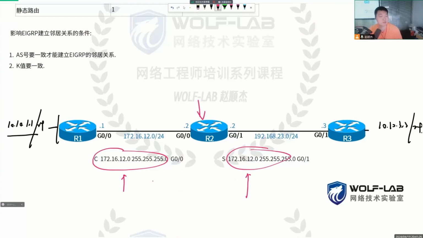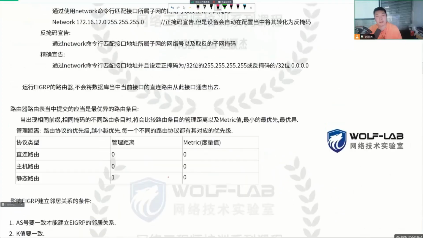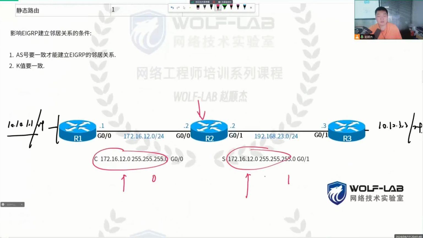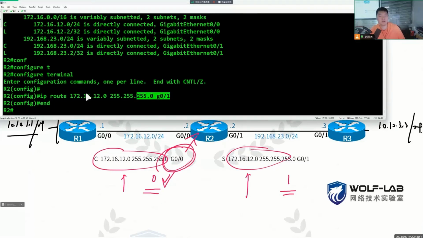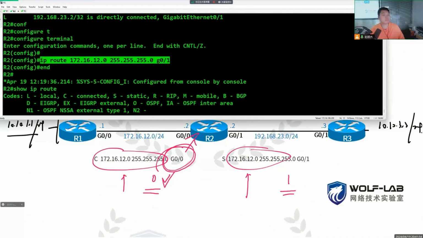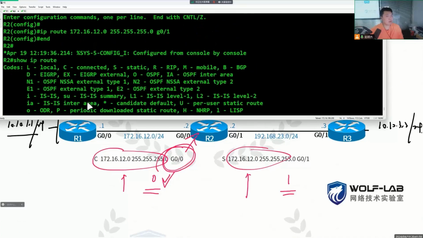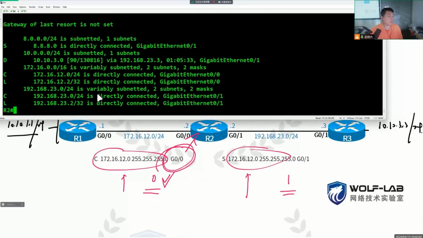Compare the administrative distance. The administrative distance of the direct route is 0 and that of the static route is 1. The smallest is the highest priority. So if there are two identical route entries, one static and one direct, the one with the smaller administrative distance is the best. So the direct route will be submitted to the routing table of R2. Even if we write such a static route, it won't take effect. Only the direct route is put in, and the static route doesn't take effect because its administrative distance is larger.